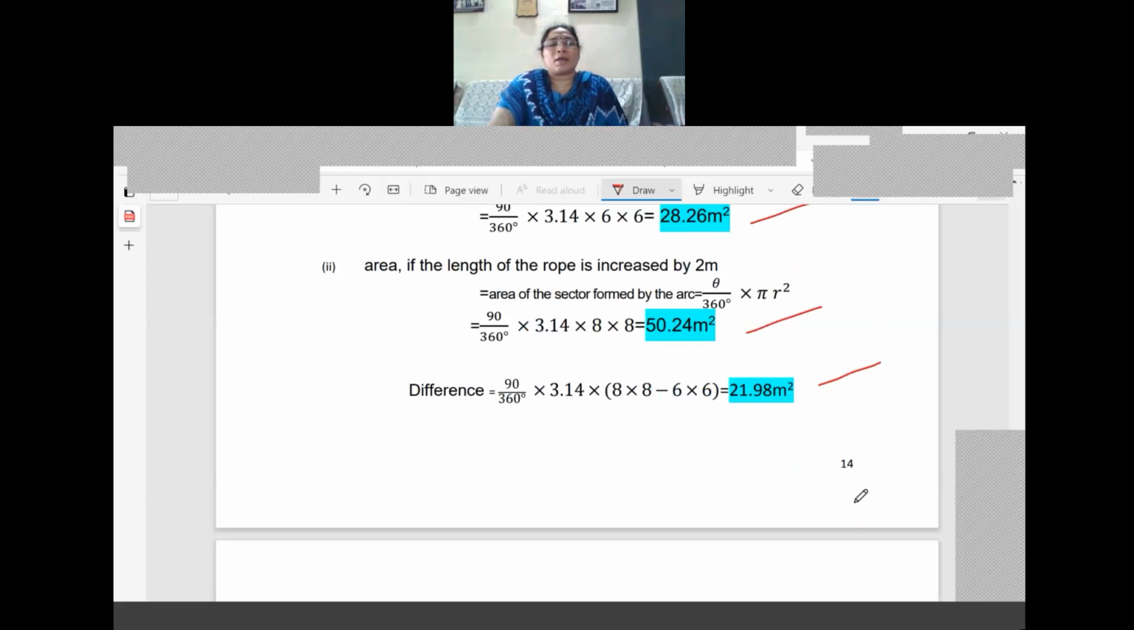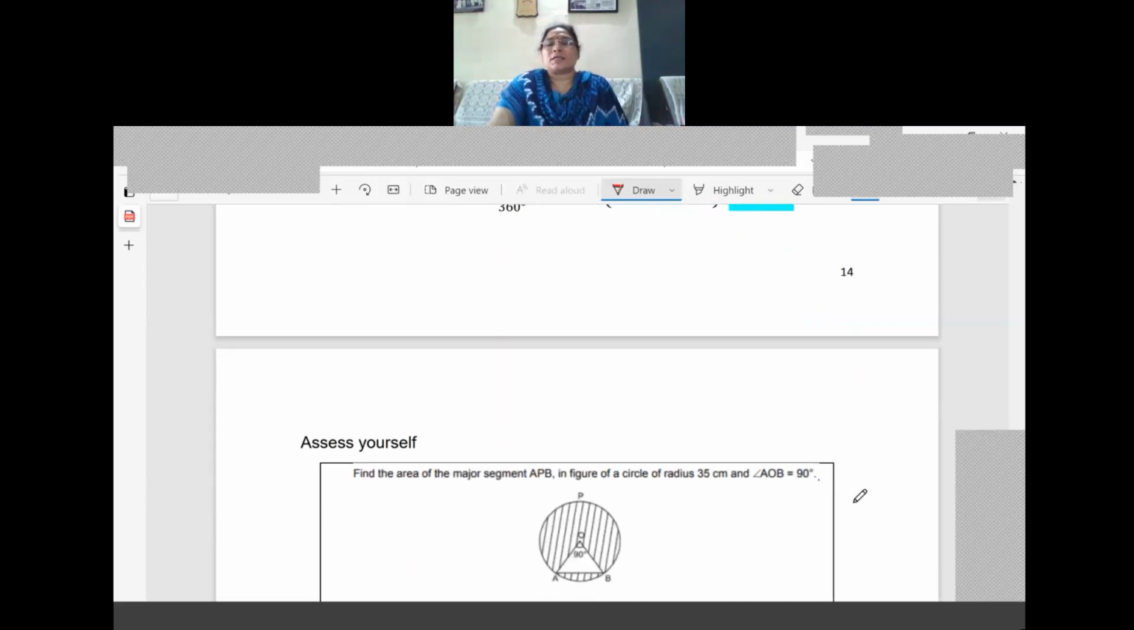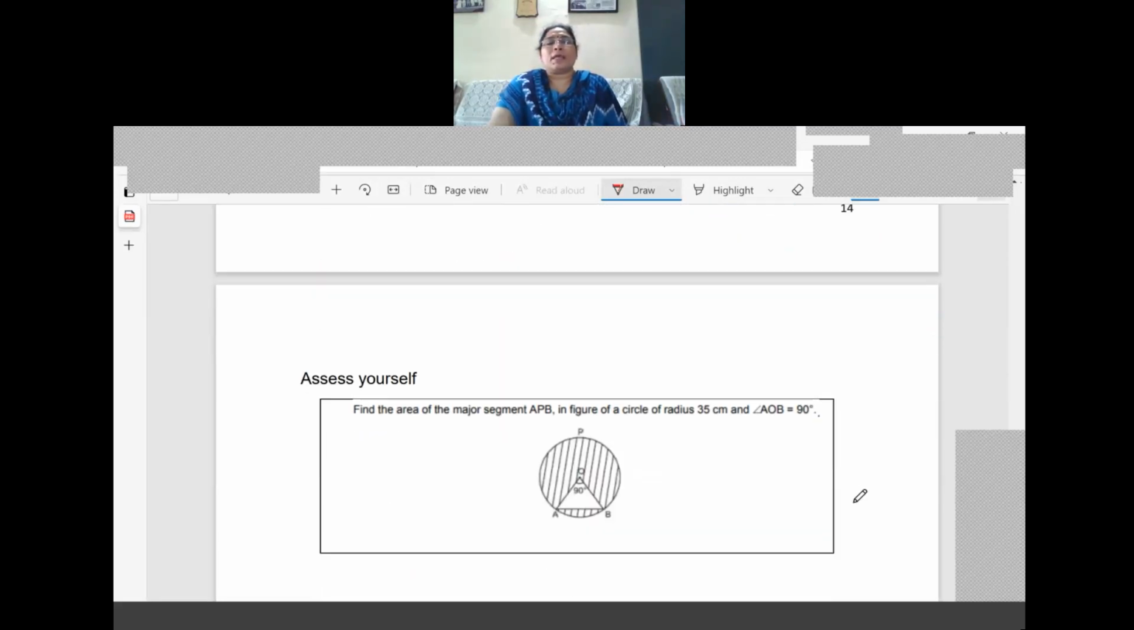So I'm just giving a question for solving. Just take down the question, all of you. Find the area of the major segment APB in the figure of the radius 35 centimeter, angle AOB equal to 90 degree only, right?